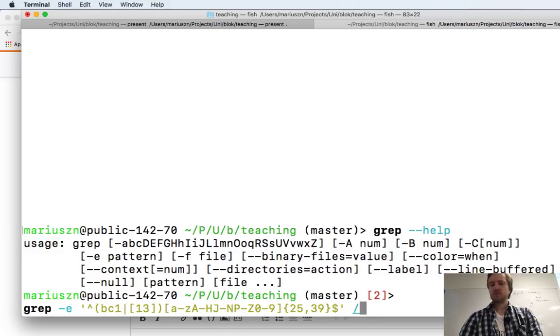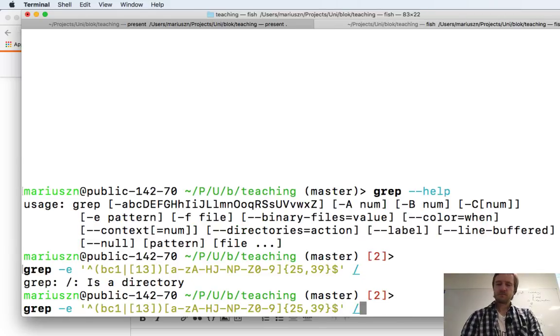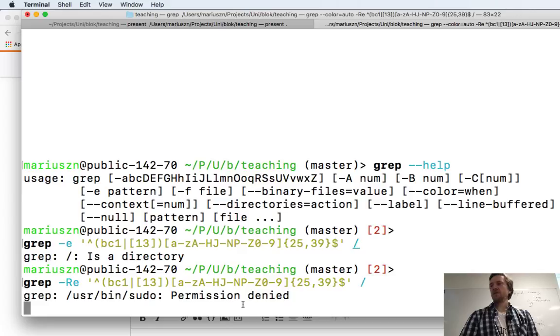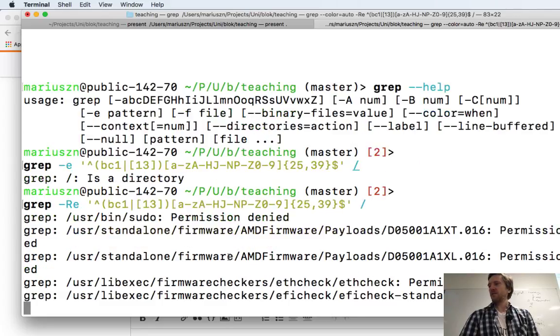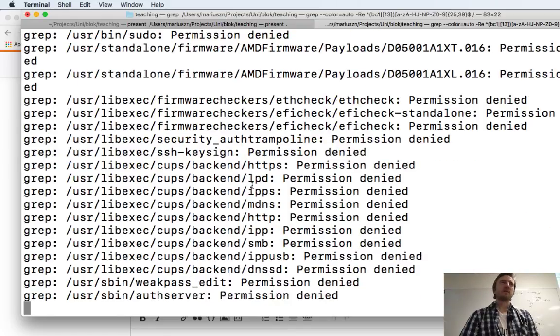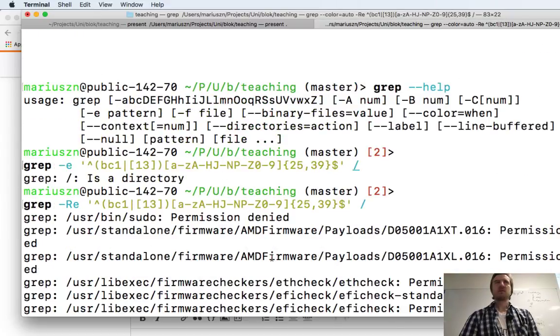If I say grep -e and if I do root, yep, it's a directory, fair enough. I can search a directory, but I have to say I want this search to be recursive. So what grep is currently doing is going over all my files, including the ones I don't have access to, and all the binary files, in a search of that pattern. Is that correct?